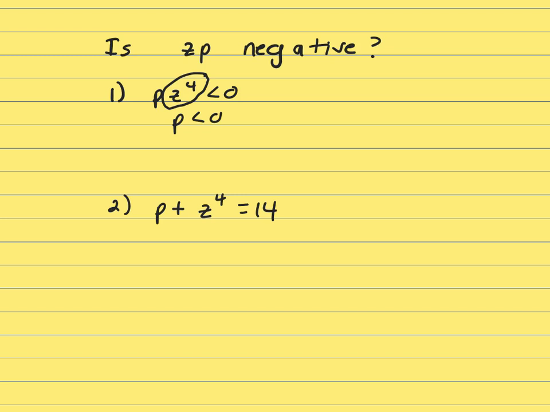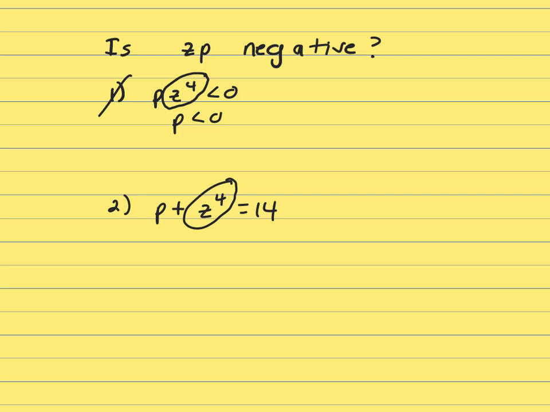So clue 1 tells me that p is less than 0, but we don't know what z is, because no matter what you plug in there, positive or negative, it's going to end up being positive. So clue 1 does not work by itself. Clue 2, it doesn't work either for the very same reason. No matter what you plug in here for z, positive or negative, it's always going to be a positive number.